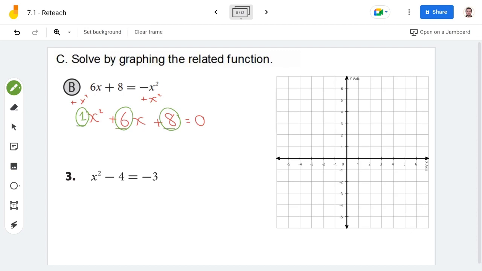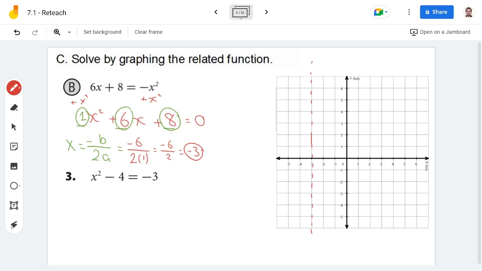Now use the formula, which is x equal negative B over 2A, to find the axis of symmetry. So now let's substitute. B is 6, so negative 6 over 2 times A, which is 1. So negative 6 over 2 equals negative 3. So now my axis of symmetry is negative 3. So this one is my negative 3.